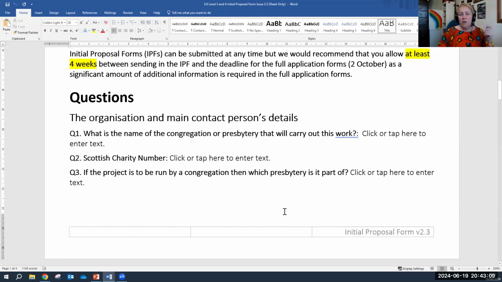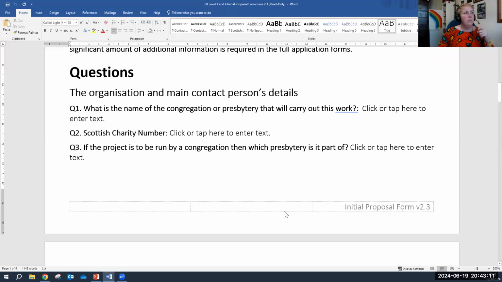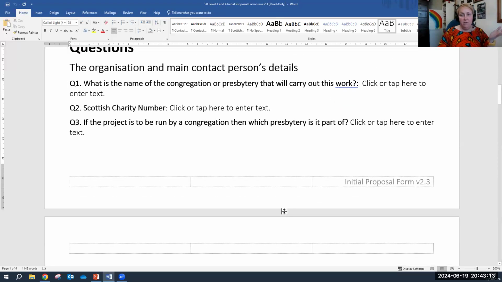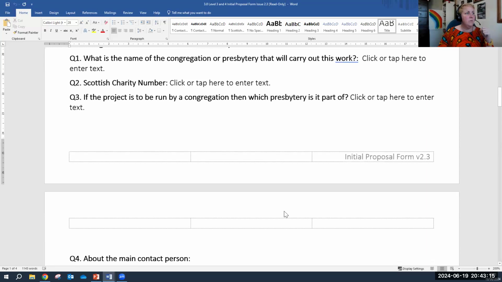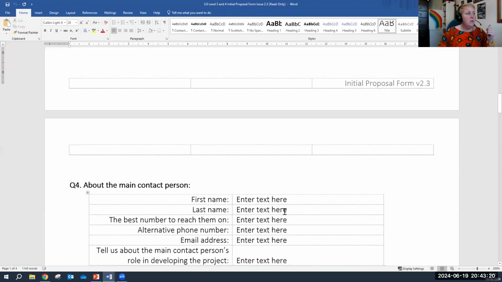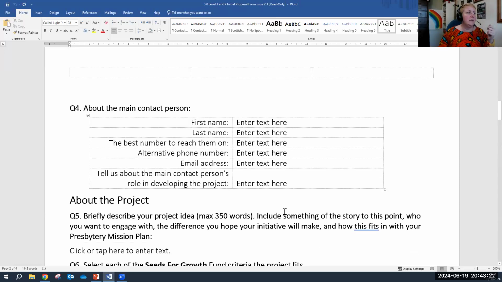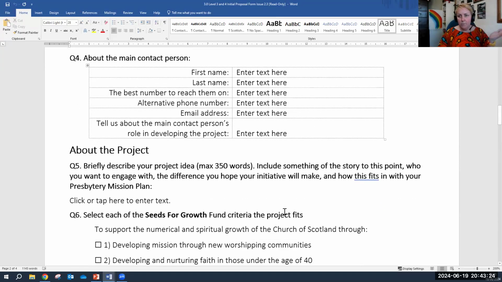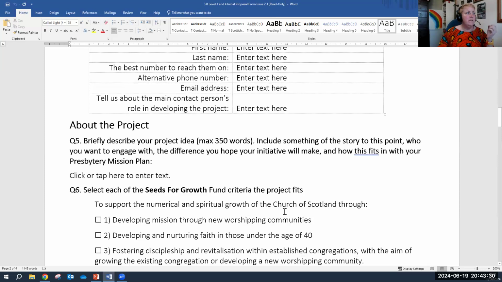So, same old questions as before. What is the name of your congregation or presbytery? If there's a charity number, then that's where it goes. What is the presbytery that you're part of? If you're a congregation, our main contact as before. Please don't put somebody that is going to benefit from the funding directly by employment. About the project, briefly describe your project, 350 words.